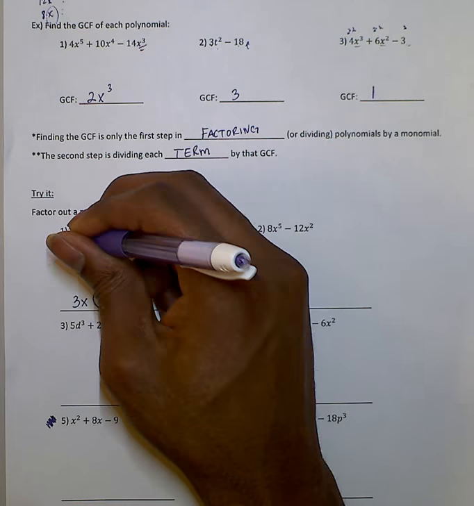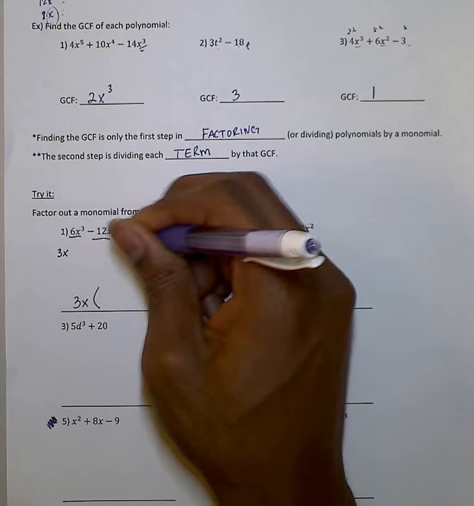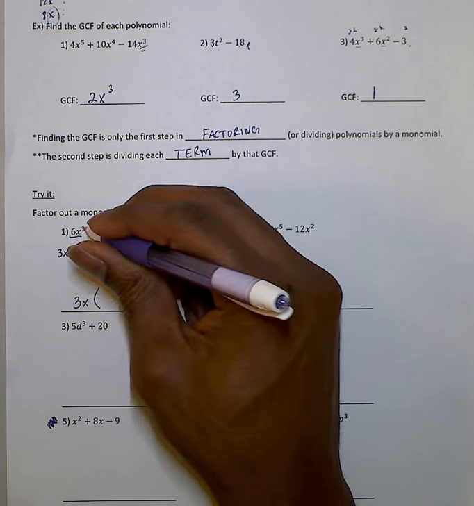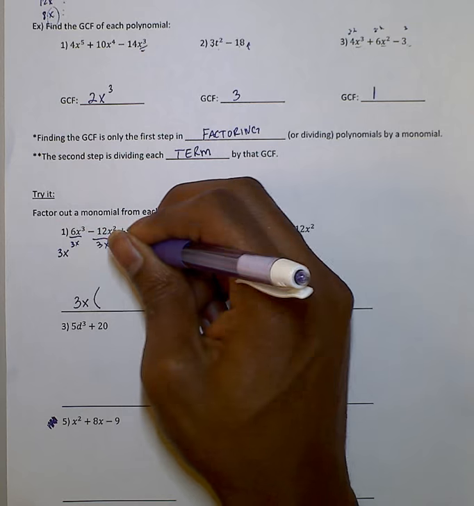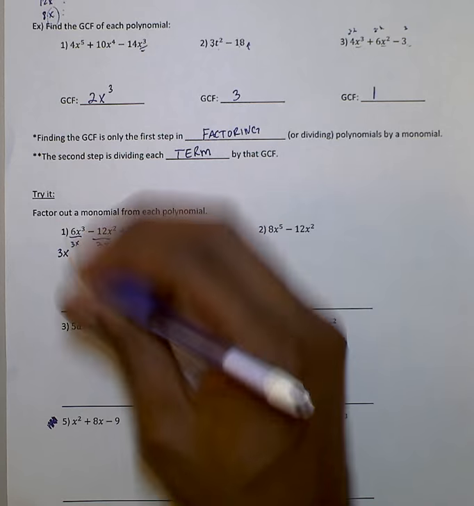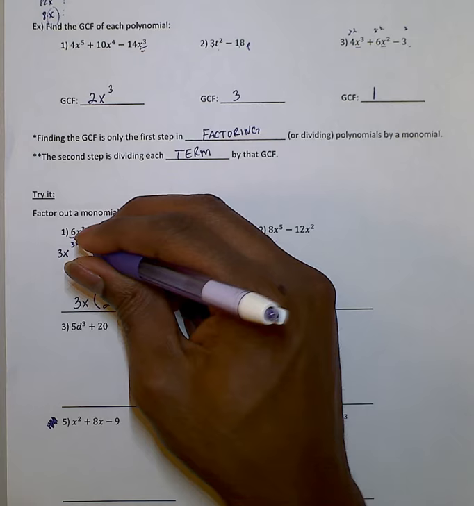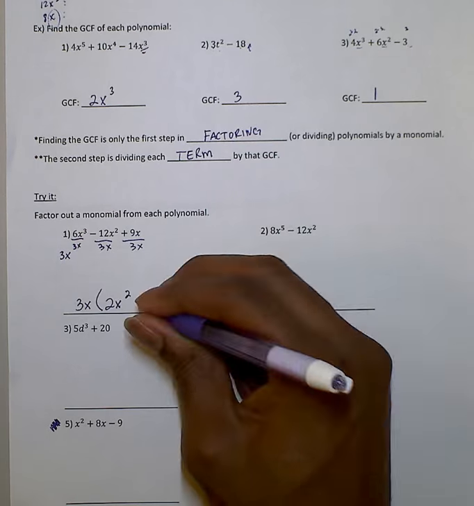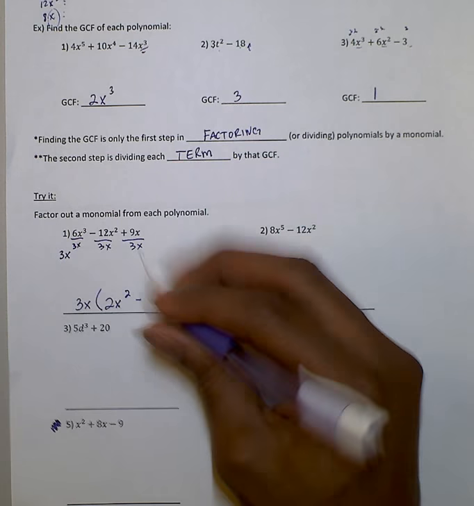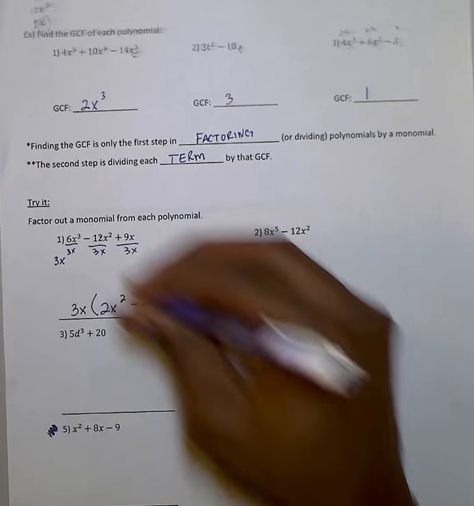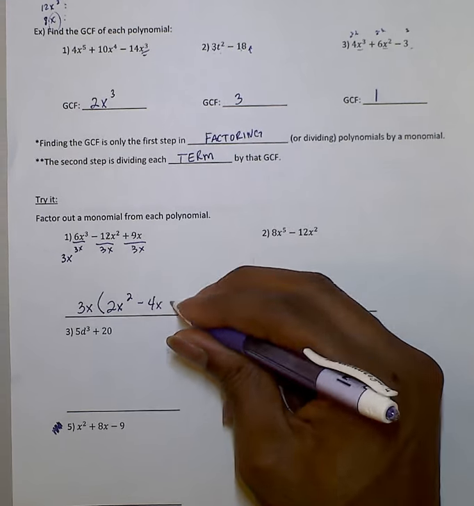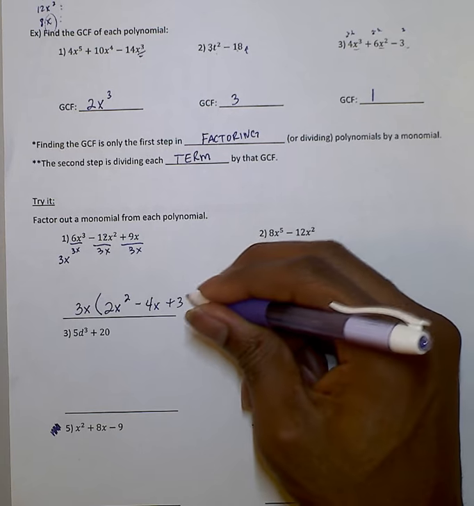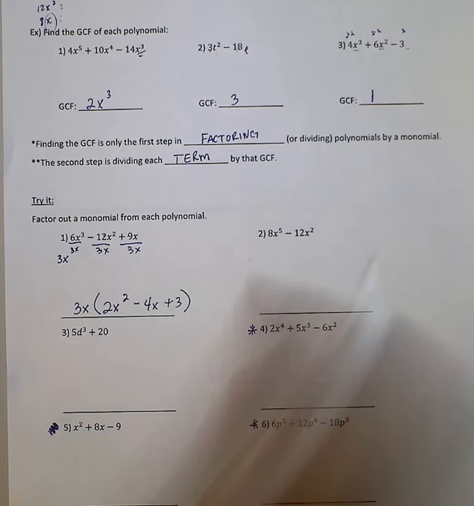And what we're actually going to do is make this look like a distribution problem. We're going to divide each of these terms by 3x. So 6 divided by 3 is 2. X cubed divided by x is x squared. 12 divided by 3 is 4. X squared divided by x is x. 9 divided by 3 is 3. X divided by x is 1. So we won't say 3 times 1, we'll just say 3.